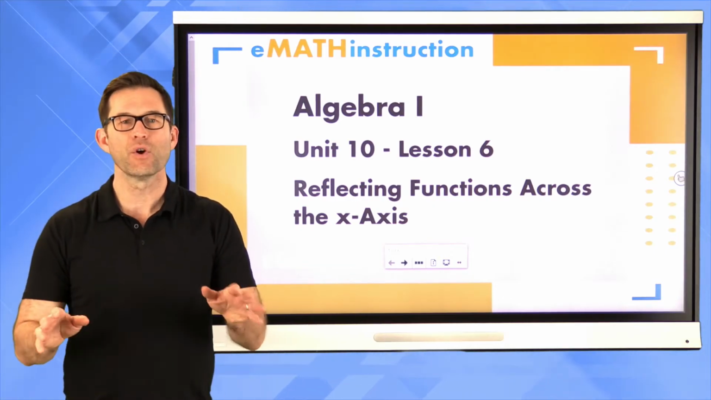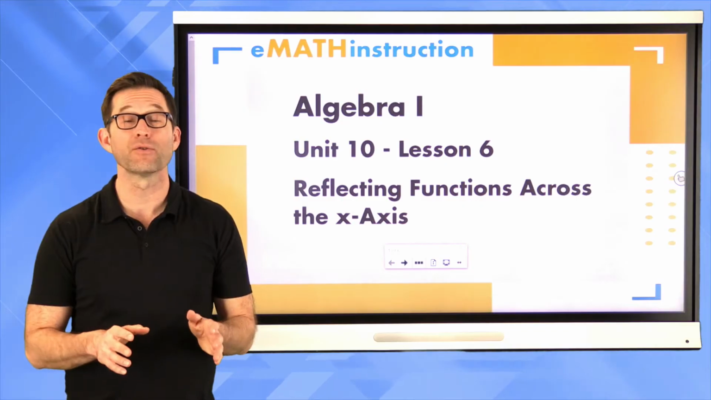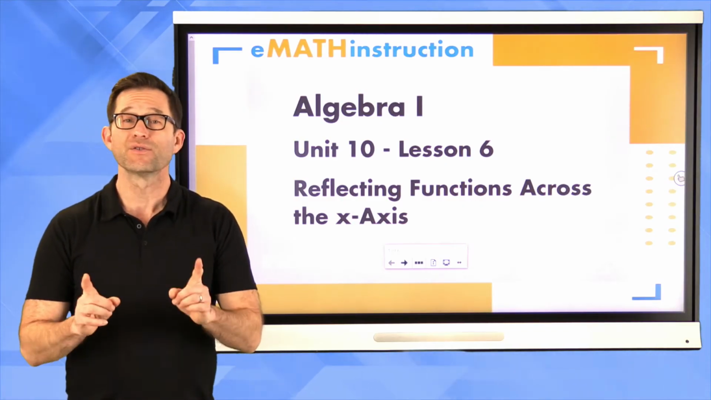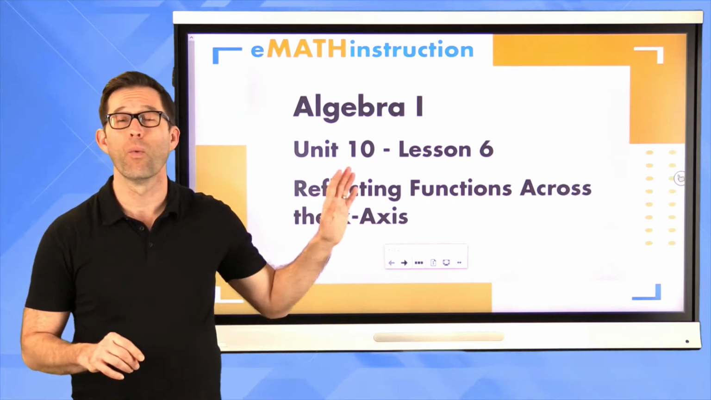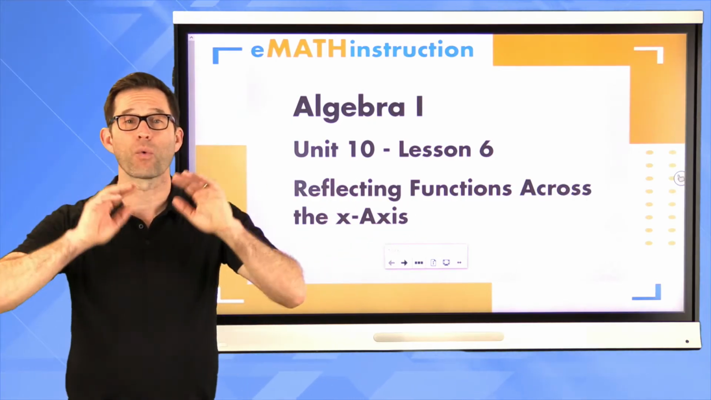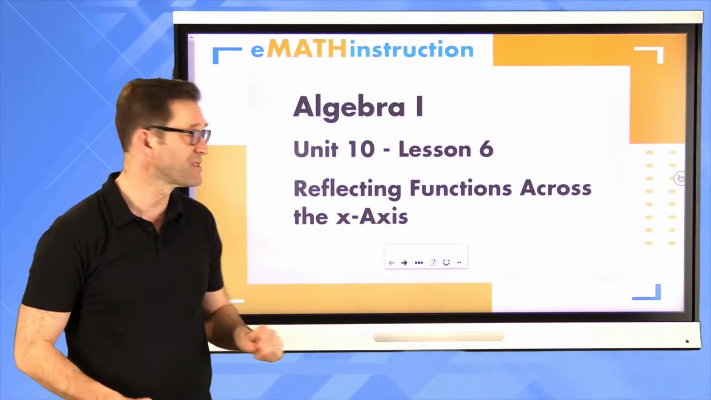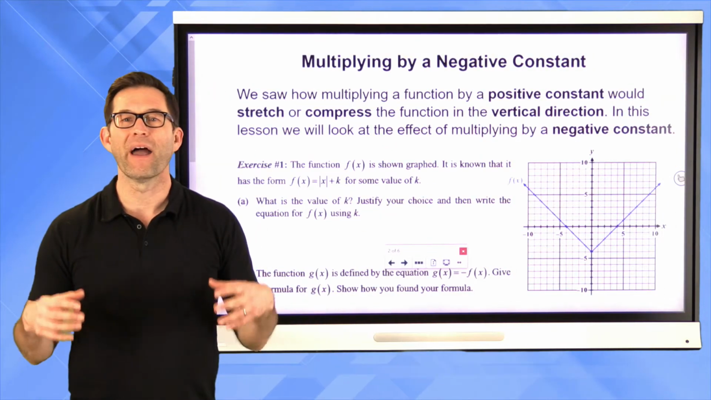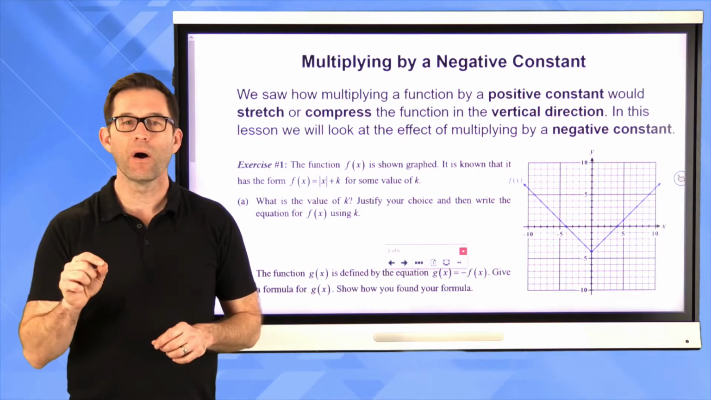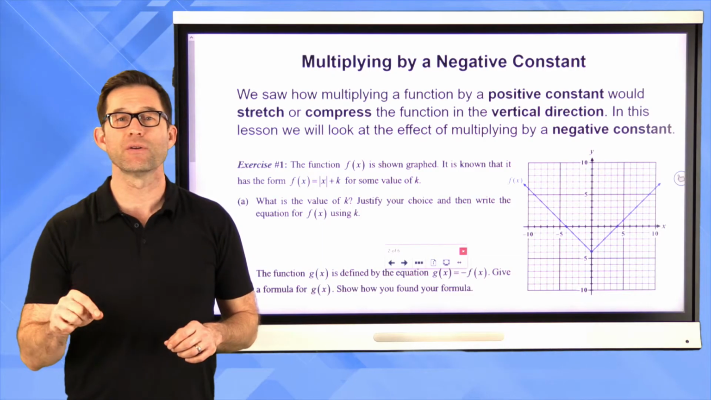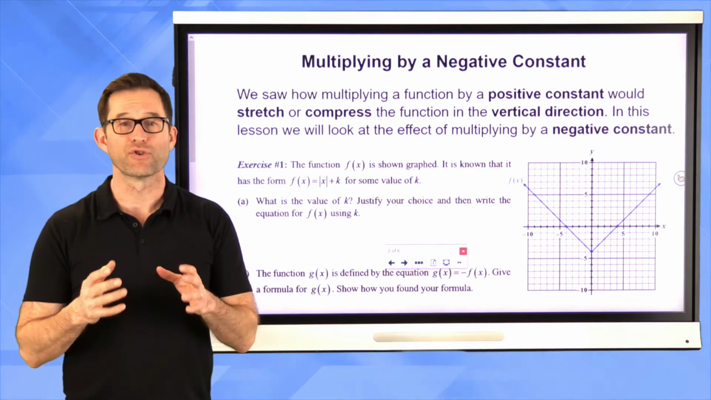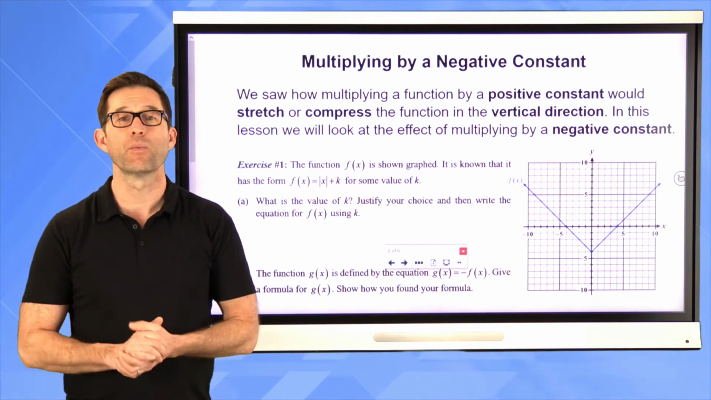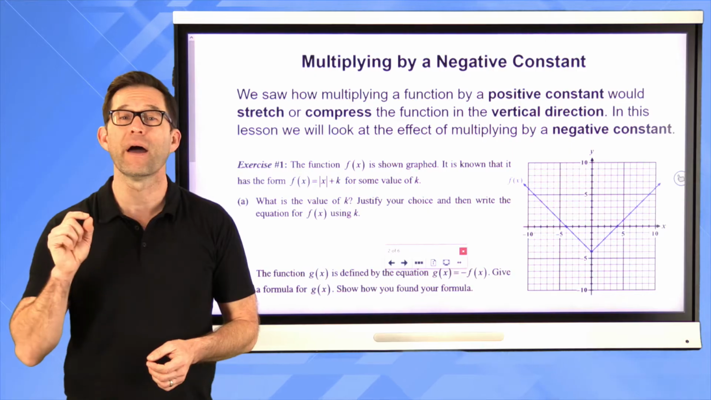All right, so far we have vertical and horizontal shifting, and we have vertical stretching and compressing. So let's now get into what we can do to reflect or flip a function across the x-axis. Here we go. Multiplying by a negative constant. We saw in the last lesson how multiplying a function by a positive constant would either stretch or compress the function in the vertical direction. In this lesson, we will look at the effect of multiplying by a negative constant.